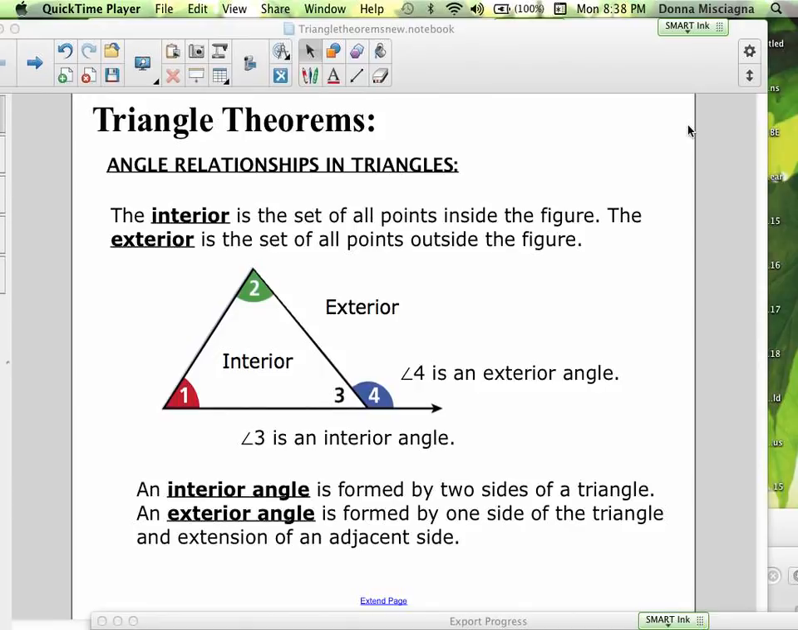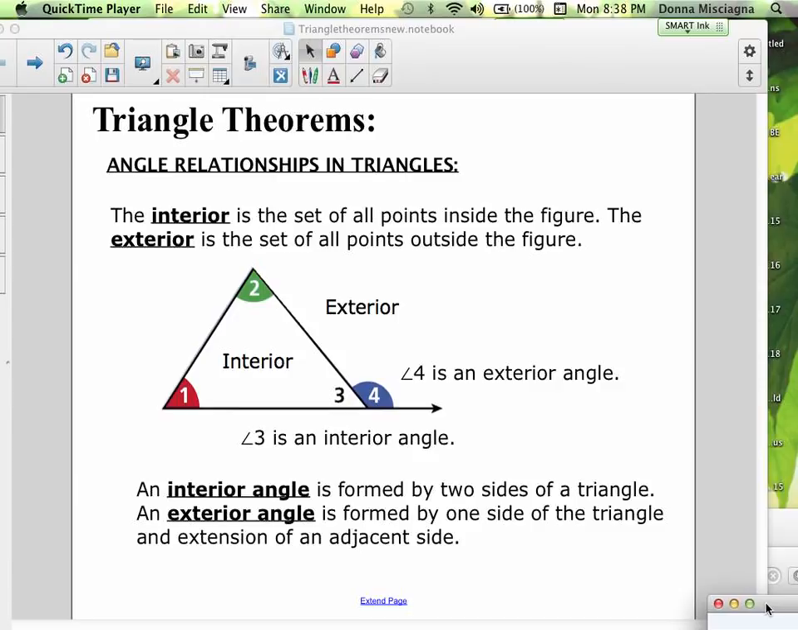Welcome to triangle theorem. All right, so first we're going to look at a definition, and then we're going to look at some properties of triangles, and I'm going to move this box out of my way. There we go. All right, so angle relationships and triangles.